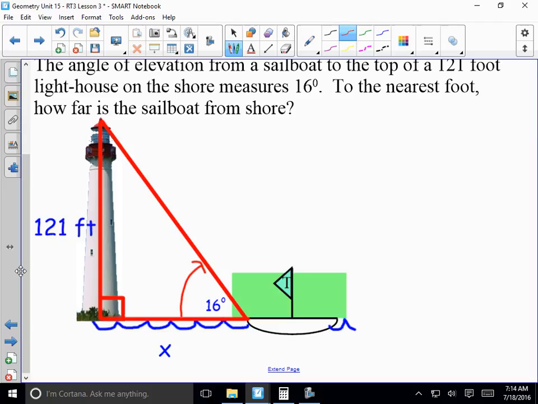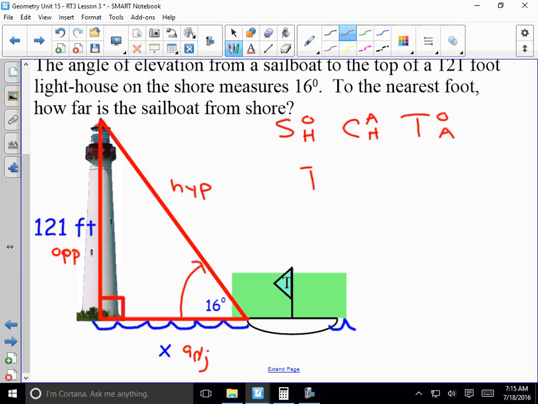So now, if we're standing at the 16-degree angle and we label our triangle, the hypotenuse never changes. It's always across from the 90. The 121 is the opposite side, and what we're trying to find is the adjacent side. So we go through our trig functions, SOH CAH TOA. Sine is opposite over hypotenuse. Cosine is adjacent over hypotenuse. Tangent is opposite over adjacent. And we see the pieces that we have. We have an opposite and an adjacent for what we're trying to solve and what we're given.